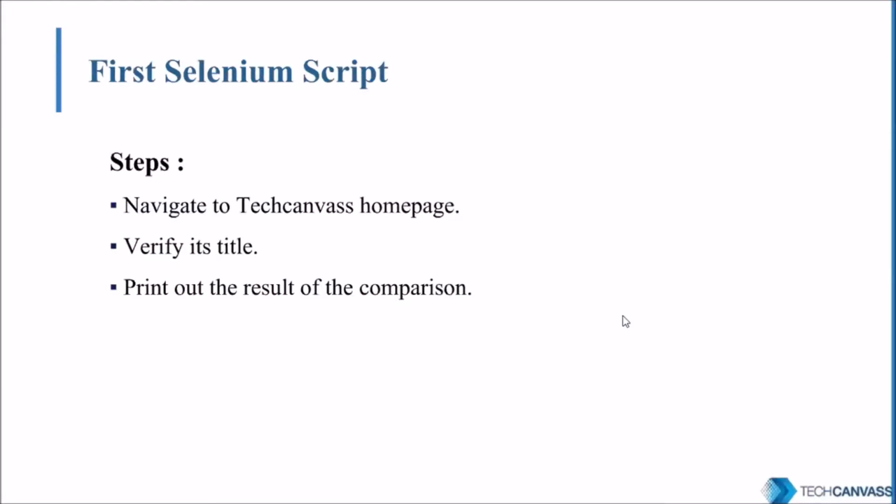Now, the first of the scripts is: navigate to the Techcanvass homepage, verify its title, and print out the result of the comparison. So this is our requirement. It says that you have to navigate to the Techcanvass homepage, verify whether the title is proper or not, and then display the result of it. This is an actual requirement that we have to automate. So how do we do it?